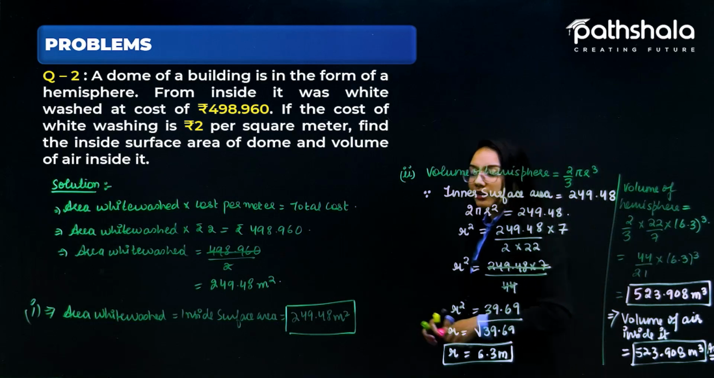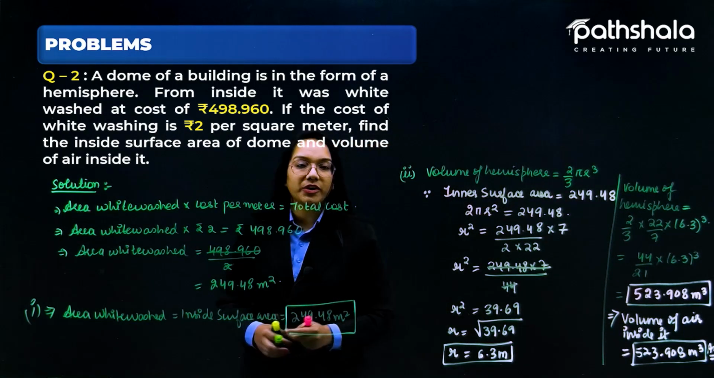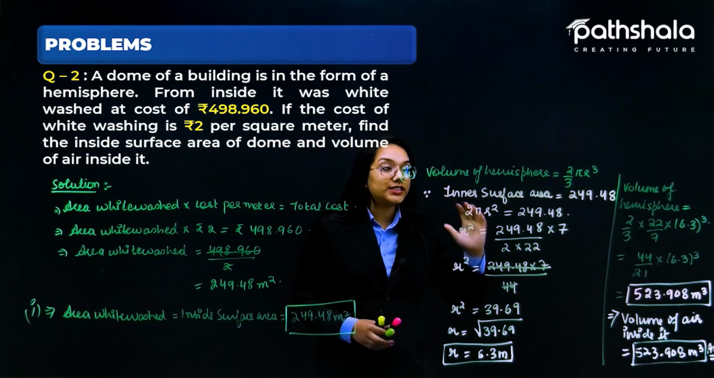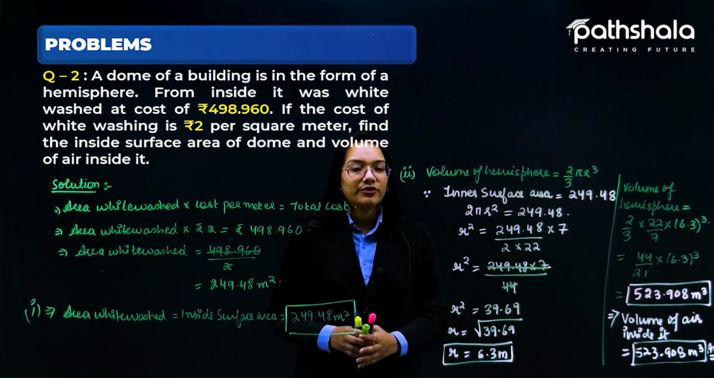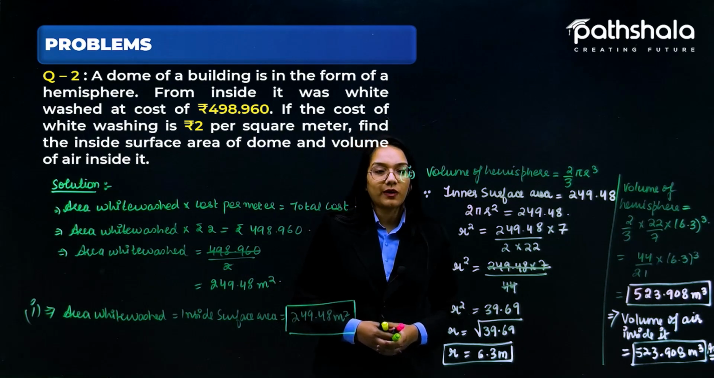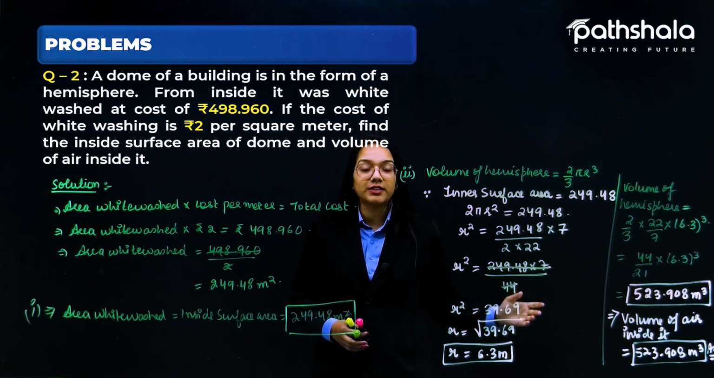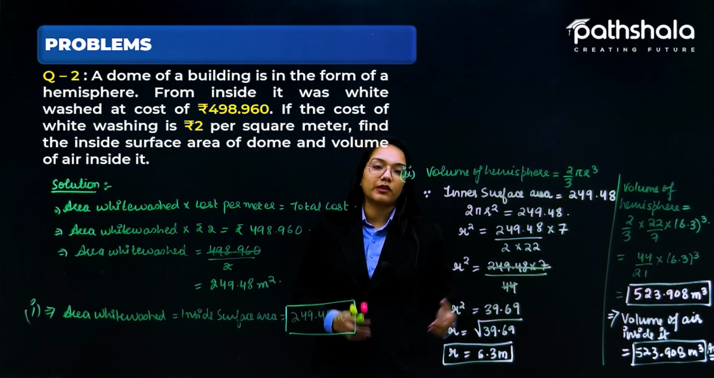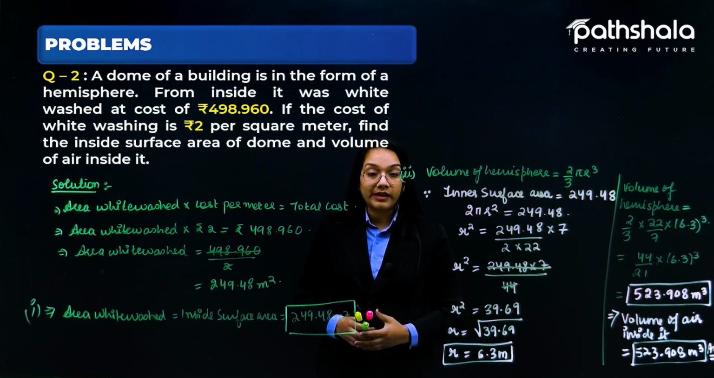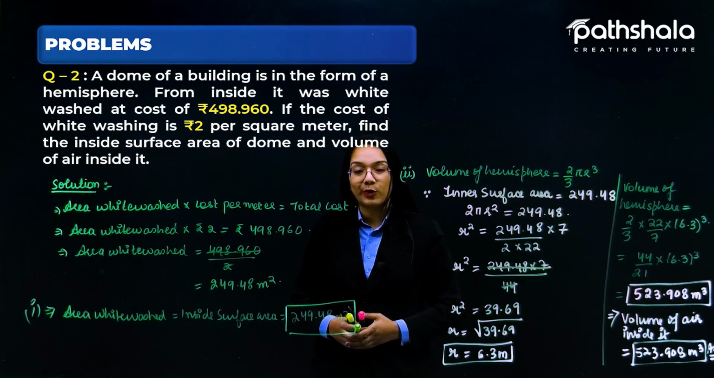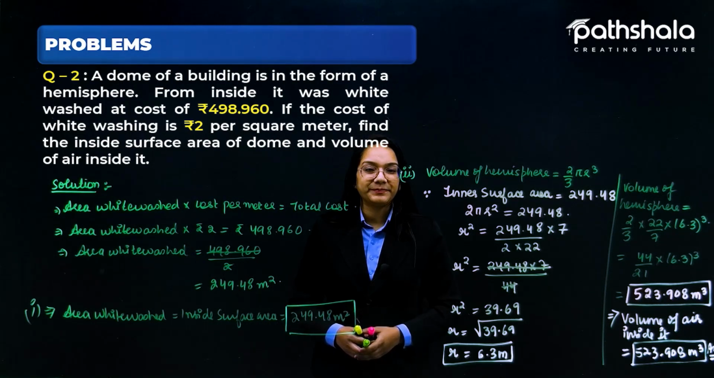I hope all the steps related to this question are clear to you. With this question, this is the end of this chapter, which is all about the surface area and the volumes of the different kinds of solid figures that we have talked about. I hope all the concepts related to this chapter are clear to you. Now do practice more and more questions all by yourself.